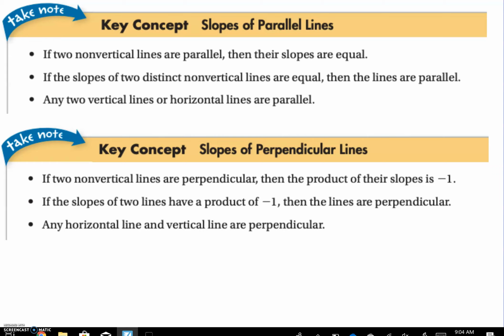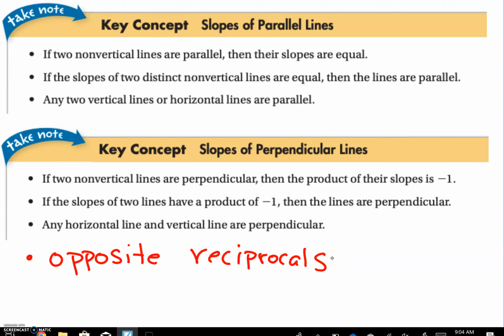So the slopes of parallel lines are the same. The slopes of perpendicular lines have the product of -1. So in other words, and this is the one they use most often, they are opposite reciprocals of each other. So what that means, opposite means different signs. So if it was positive, it's now negative. If it was negative, it's now positive.